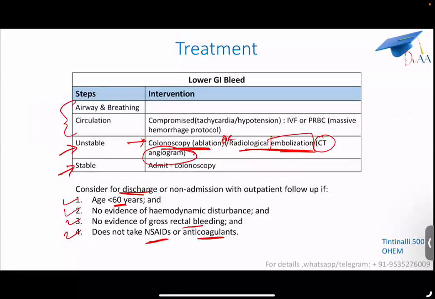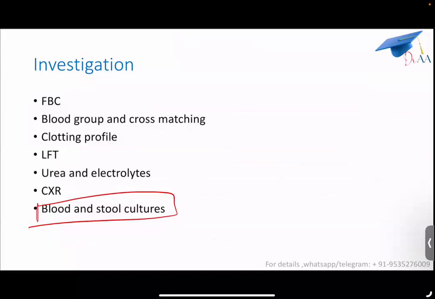So this covers the upper and lower GI bleed. Anyone has any questions, you can ask me now before we go ahead into vomiting. Assalamu alaikum, Dr. Ameen. Walaikum salam.